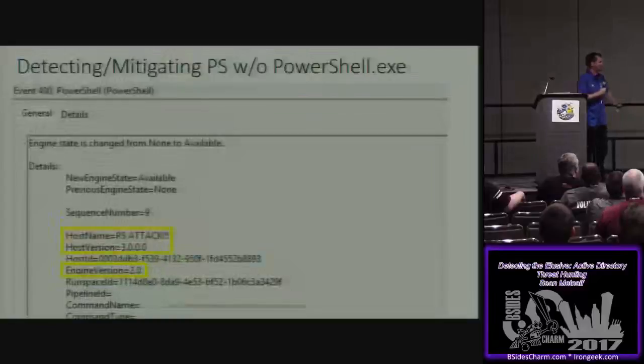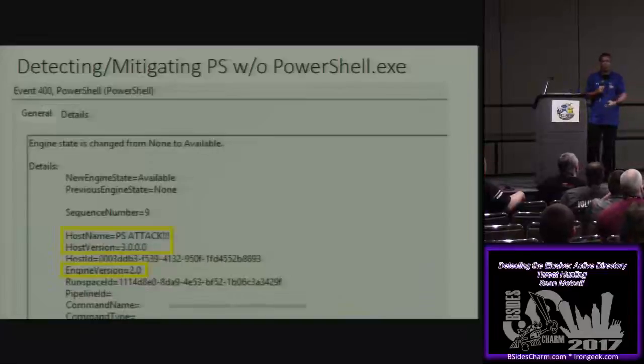This is the engine started, the engine stopped. And you can see here it says the host name and the host version of that tool, and then at the bottom it says engine version equals 2. Well, now we know that it called PowerShell version 2. If we have PowerShell v3, v4, v5 deployed everywhere, and we see this, we know that this is something that's a little suspicious. We need to look into why this is happening.